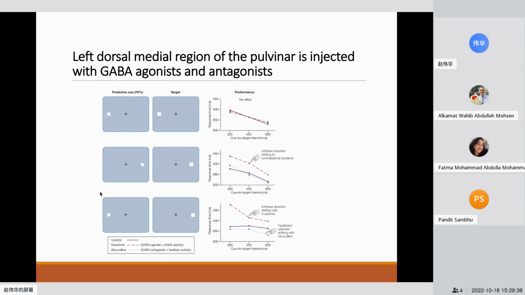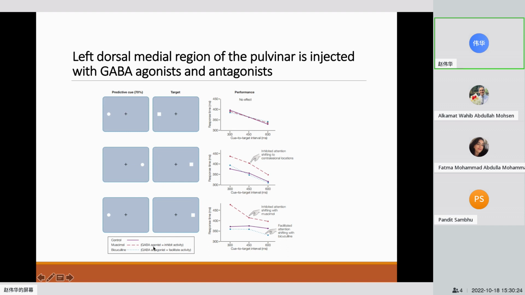Some researchers also wanted to figure out how the pulvinar functions in attention control. The researchers chemically manipulated it in monkeys and then observed how their attention changed. So they first set up three conditions. One is the control condition, no drug. So there are three subgroups. One is control, where nothing is given, and in another the monkeys were injected with one drug.